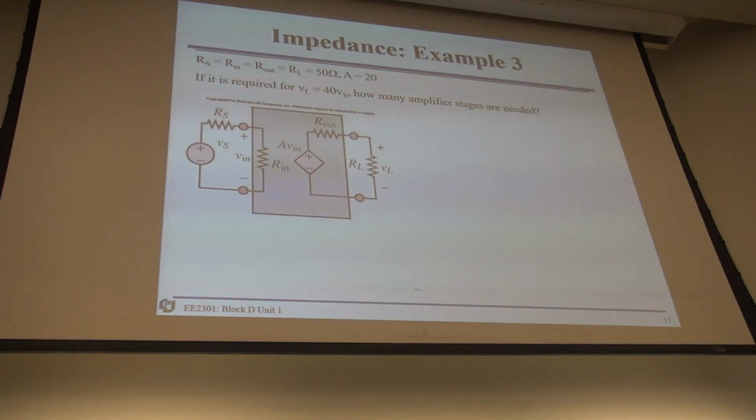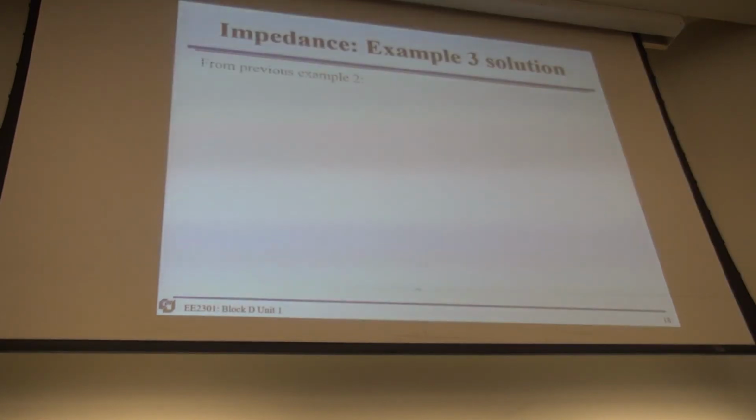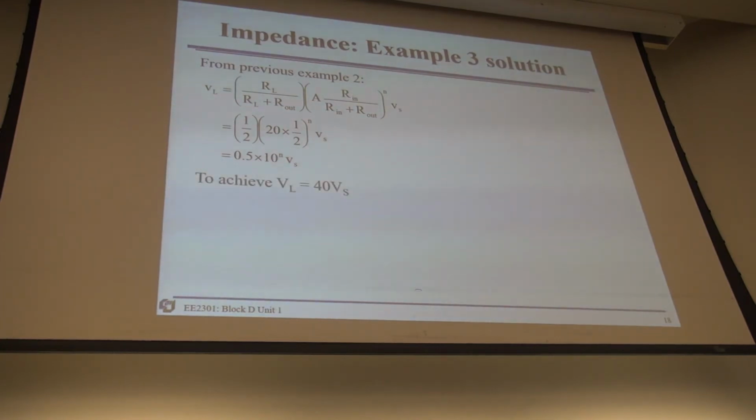So we say we have 20 amplification here, and I want V_L to be 40 times V_S. How many stages? We don't know yet. Because the same stage repeats, we have n stages. To achieve 40, you solve 0.5 times 10 to the power of n is 40, so n is 1.9. So obviously you need two stages.